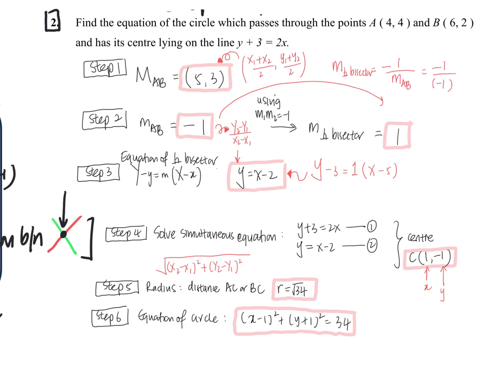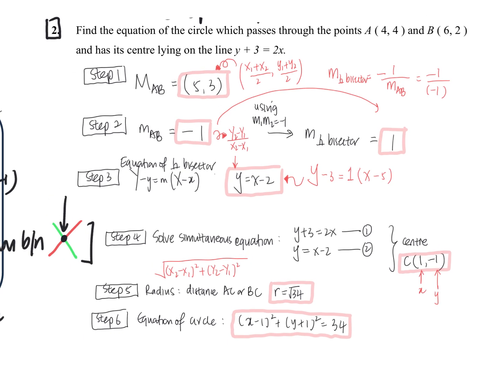No, I don't understand step 5. Step 5, use the formula. Pick A, let's say it's 4, 4, and then compare it with your center. Use the formula to find. Oh yeah, it passes through the... Correct.